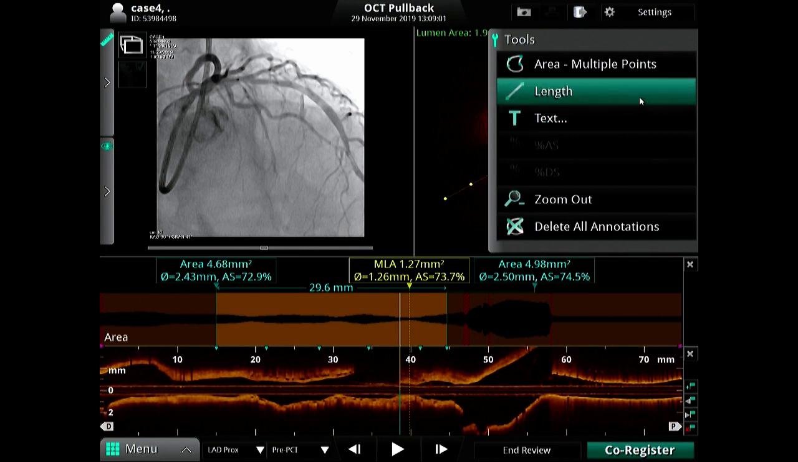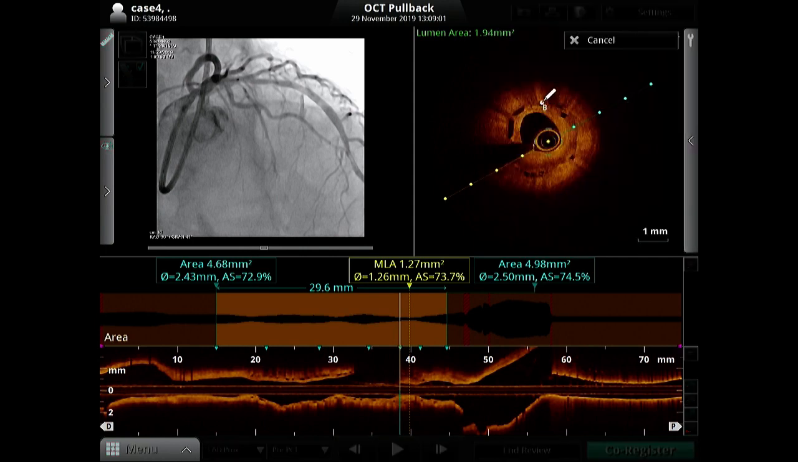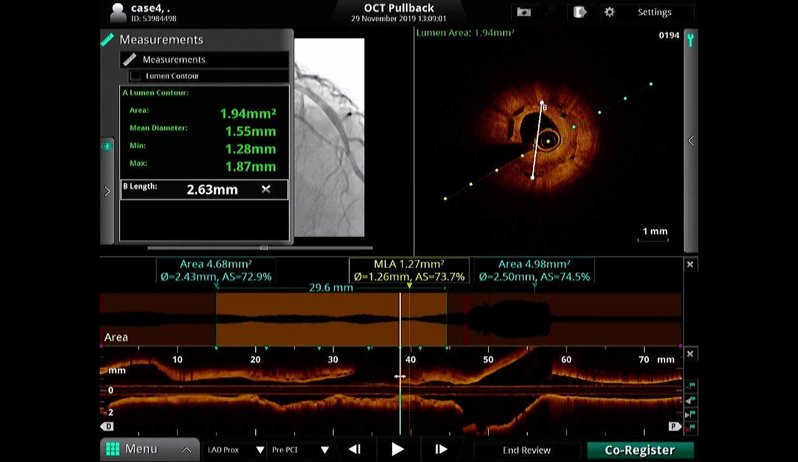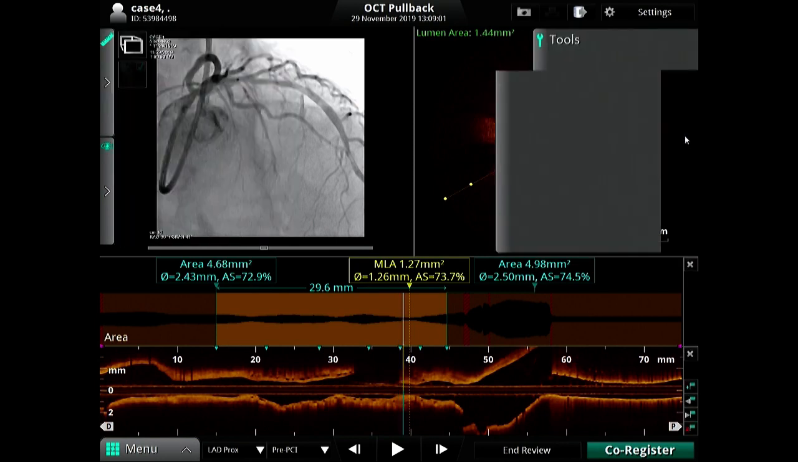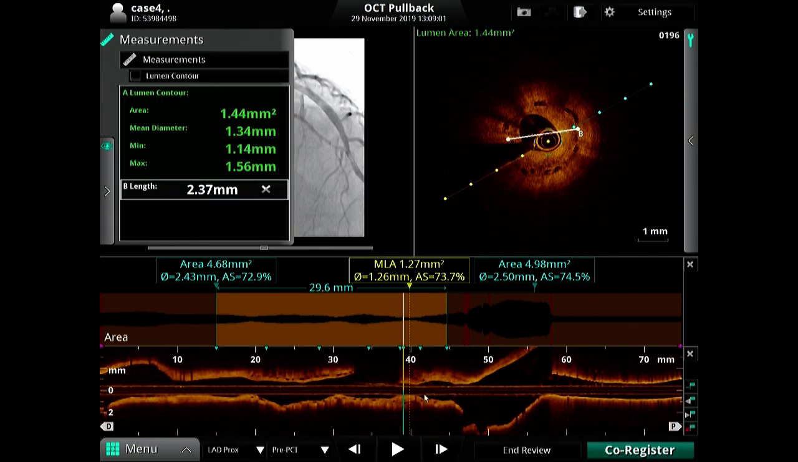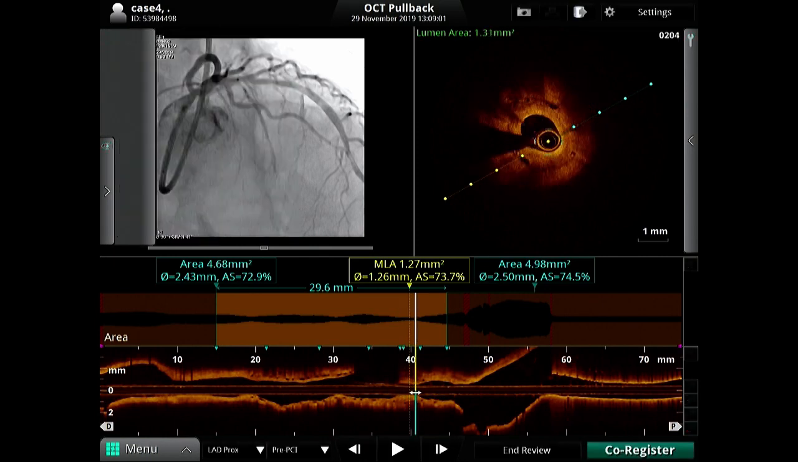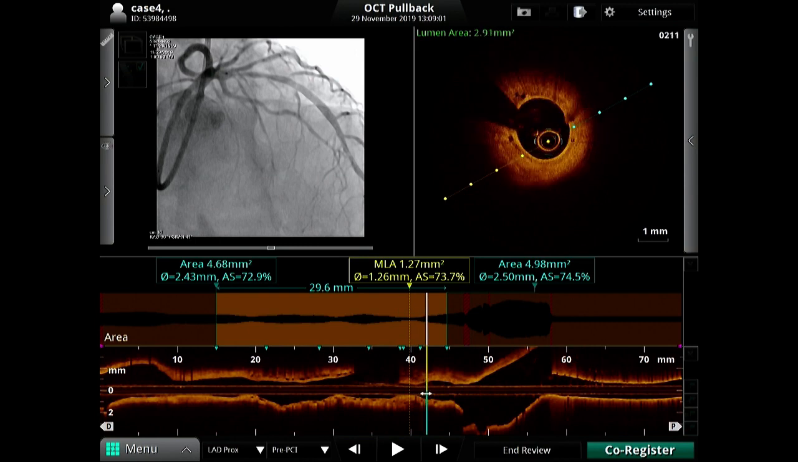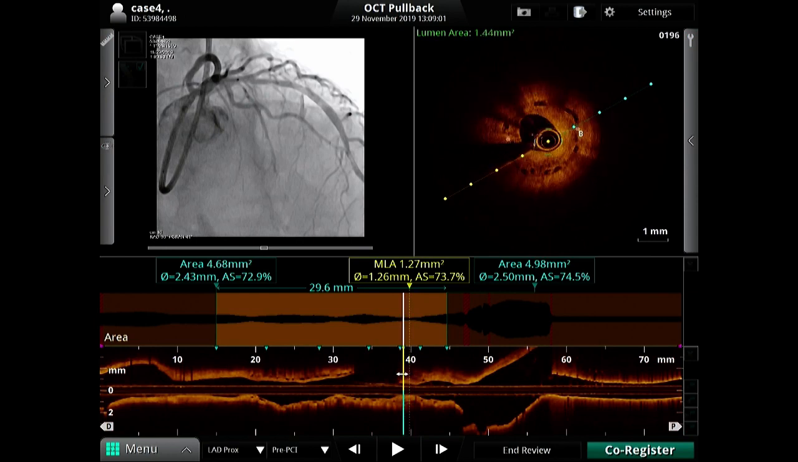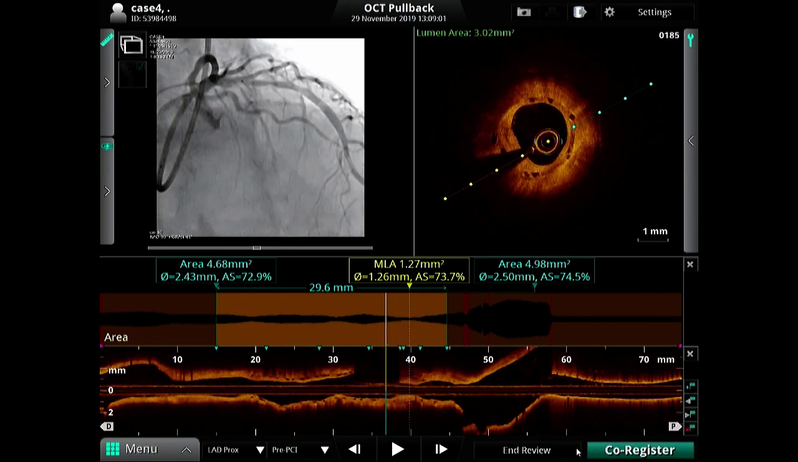But one additional finding is that the BVS size is smaller than when we implanted it. The size was more than 3.5 at that time, but now the BVS size is less than 2.5. Shrinkage. Yes, definitely. So I think the BVS shrank because of weak radial force, with some shrinkage together with neointimal hyperplasia. Yes, this is a very interesting finding.